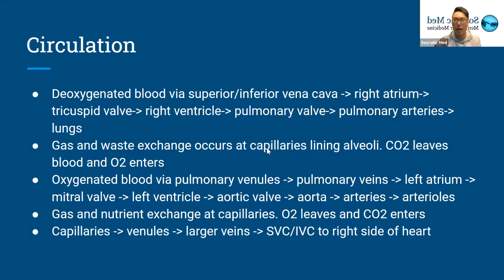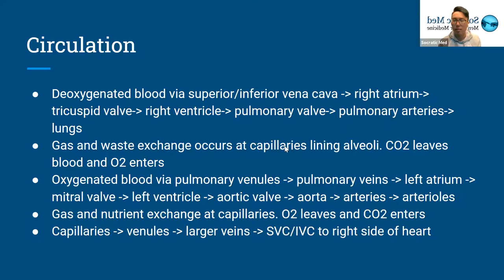So at the lungs, the blood from the heart will exchange gas and waste with the capillaries lining the alveoli. So the CO2 that the blood picked up from the rest of your body will exit out of your body through the lungs, and then the oxygen that you breathe in will go from the lungs into the blood. There's a concentration gradient where the blood is pretty high in carbon dioxide when it travels from the heart to the lungs, and the lungs have a higher concentration of oxygen than the blood, so it'll exchange the carbon dioxide and the oxygen.